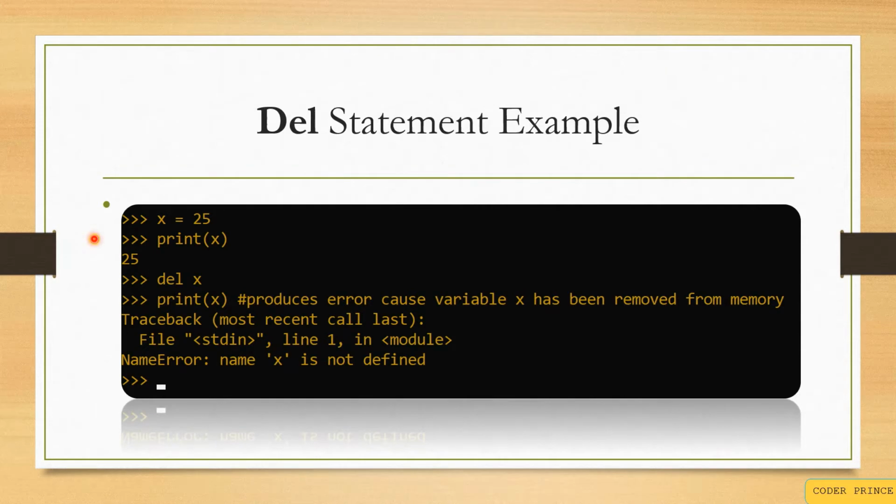First we have used x equal to 25, so x has the value 25. When you use the del statement with x, x is removed from memory. Once again, if you try to print x, this will produce a name error saying x is not defined.